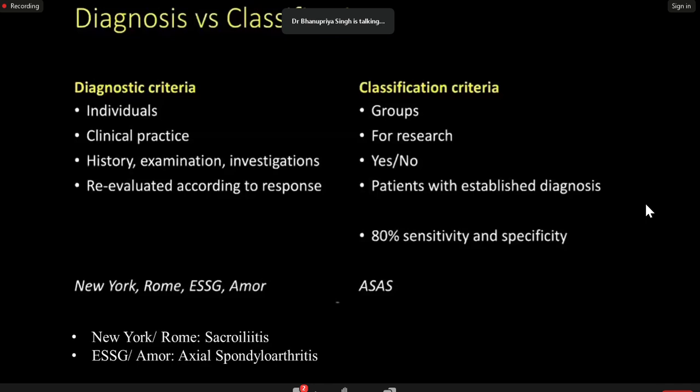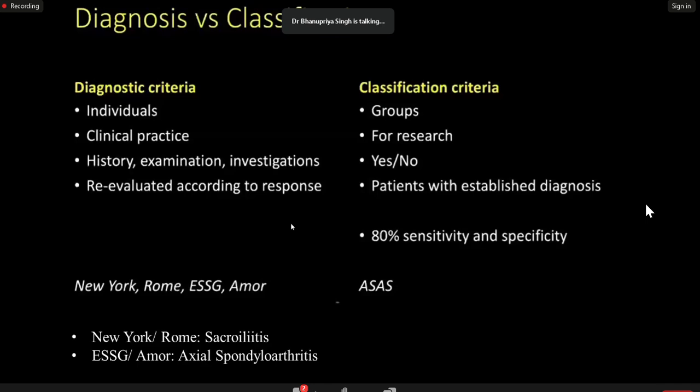So we have to give disease-modifying drugs, and then we have to re-evaluate with the history, with the examination, with the blood picture, everything, right? So these are the named diagnostic criteria. New York and Rome criteria are for sacroiliitis, and ESSG or Amor criteria are for axial spondyloarthritis.